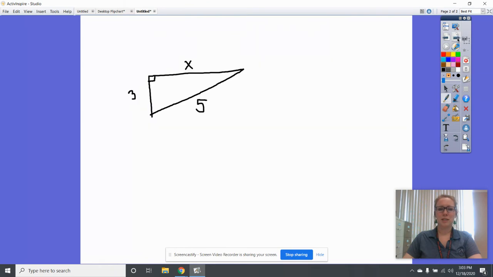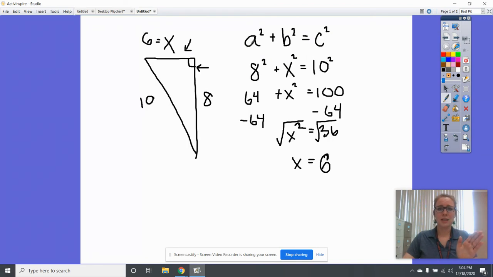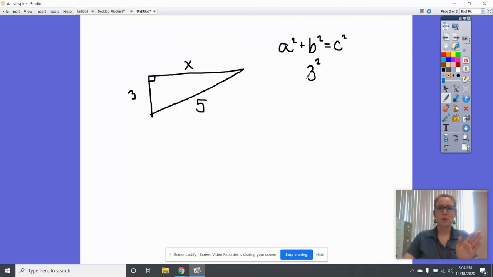Okay, let's do one more example. Again, a squared plus b squared equals c squared. I have a leg that's 3 and a leg that's x. This time I'm going to choose to put the 3 in the b squared. Again, it doesn't matter. Remember, last time I put the leg in the a. This time I'm putting the leg in the b. It doesn't matter as long as it's a or b. The leg cannot go in c.